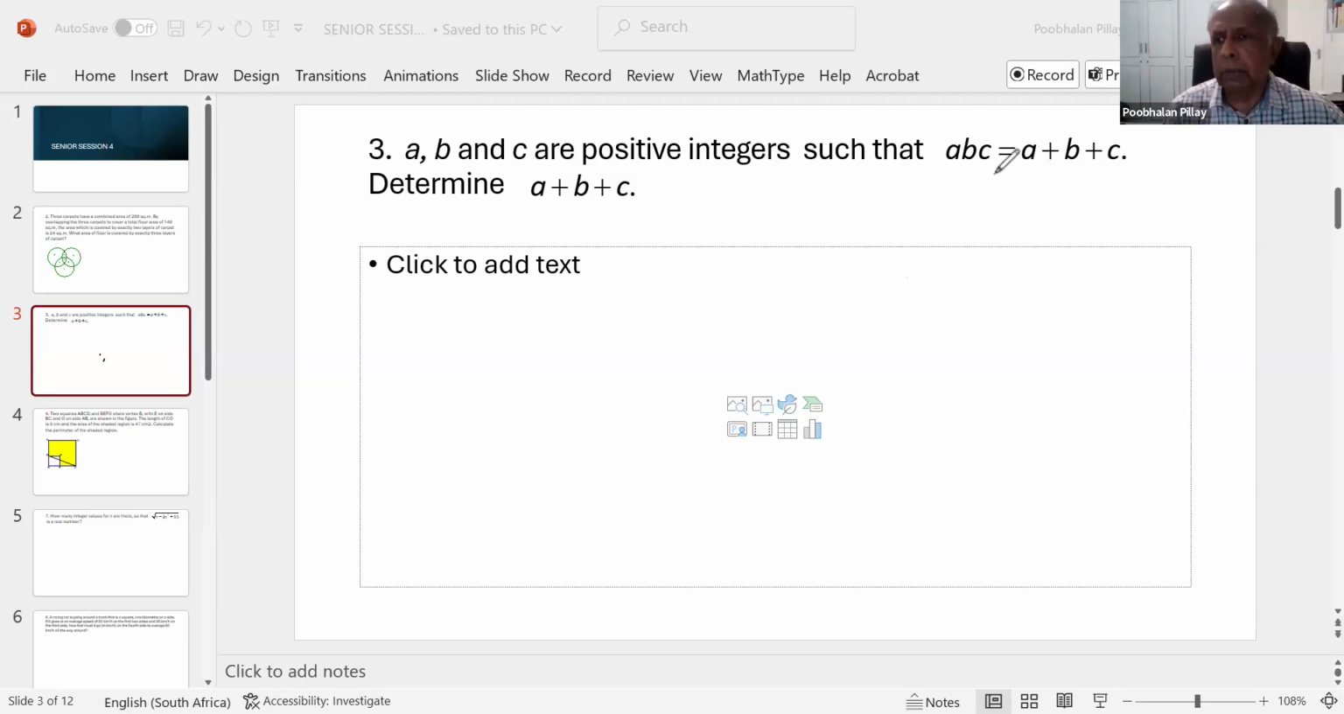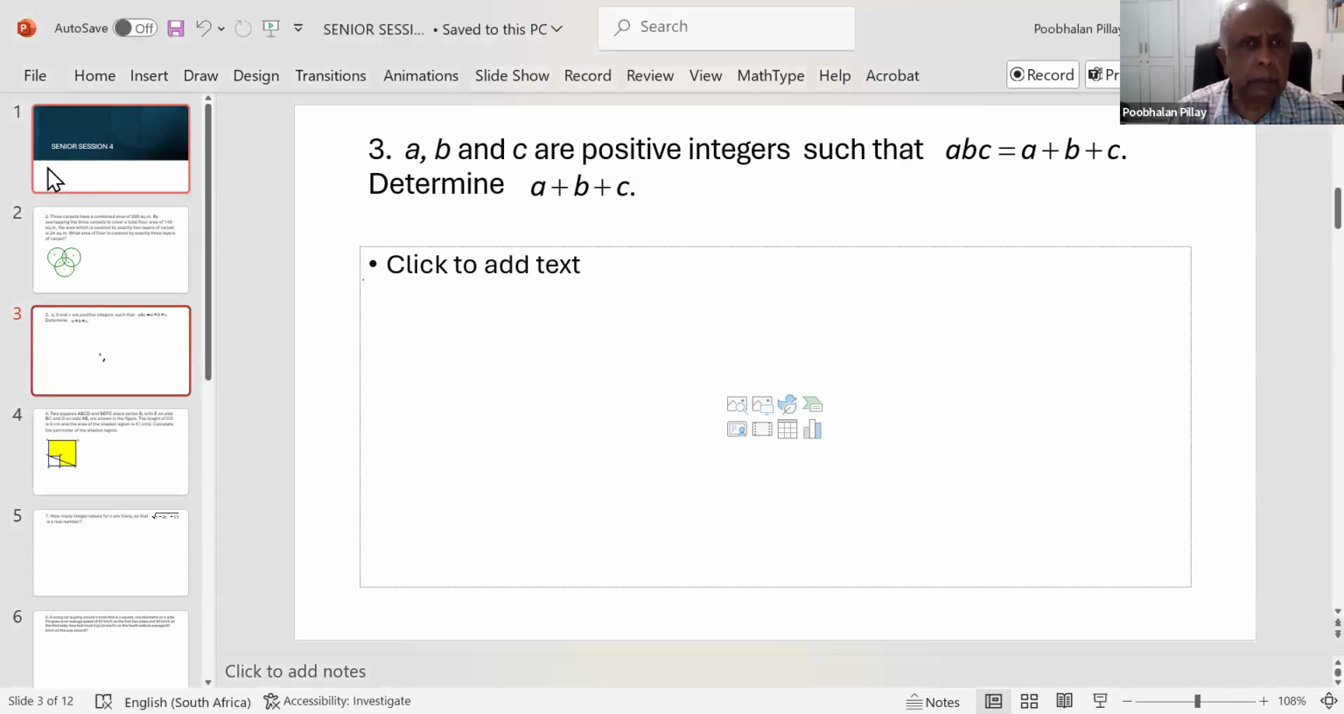Yeah, that's quite interesting, because when you multiply, you're going to get much more than adding. So the question is, now if you multiply 3 numbers and it's the same as adding them, what are the possible values for A, B, and C? They are actually asking what is A plus B plus C. Right, now this is an interesting problem, because there's a strategy here which you will see that not many people will be aware of. So I want you to listen carefully.